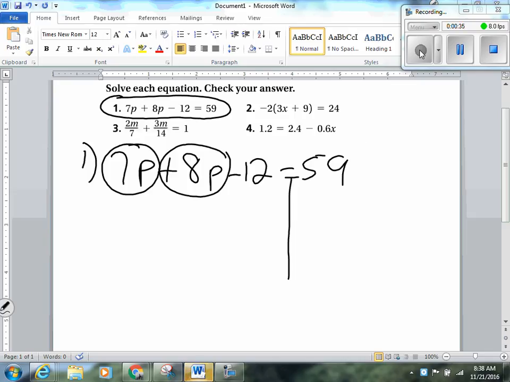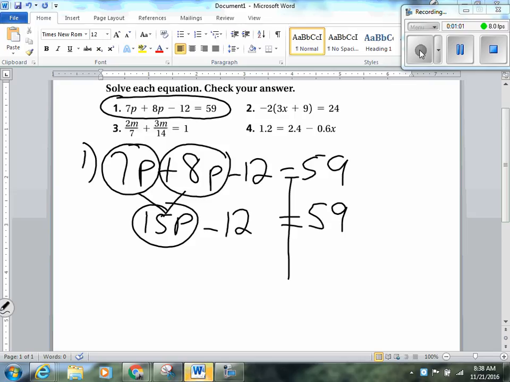That means I need to start on that side, take those 2 circles, and make them 1. So adding these 2 together, 7 plus 8 is 15p minus 12 equals 59. Now we went from 2 circles to 1. Again, circle the number and the letter. My wall's already here.